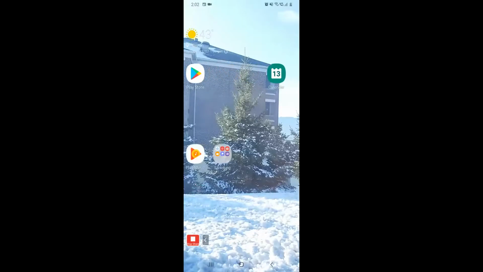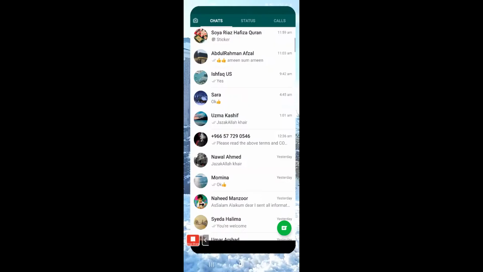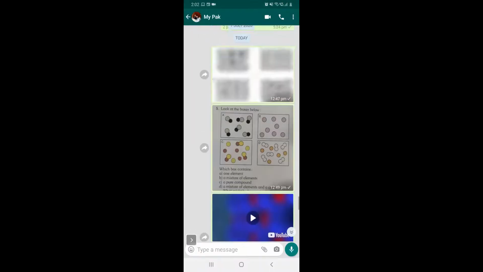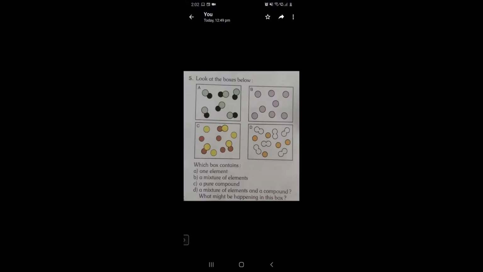I want to show you that chemistry for you picture that I was talking about. Okay, this picture. Can everybody see? Sundus, can you see? Yes. Okay, so this is from chemistry for you.